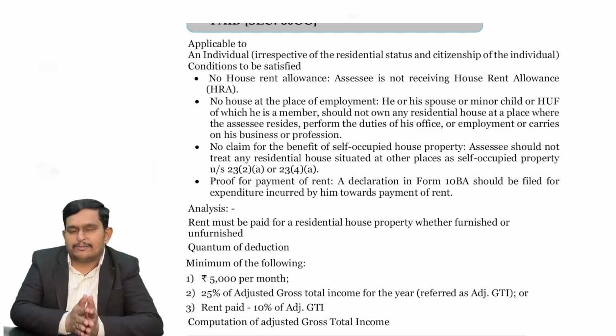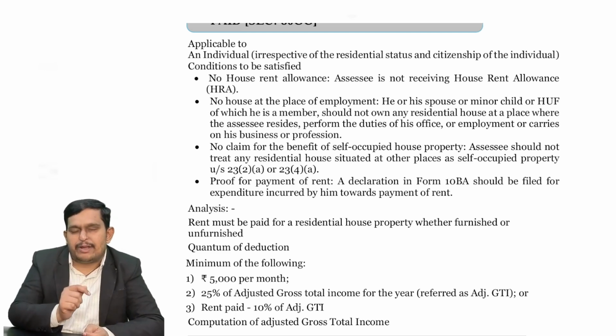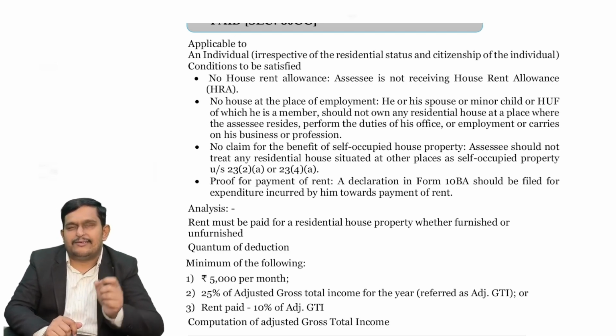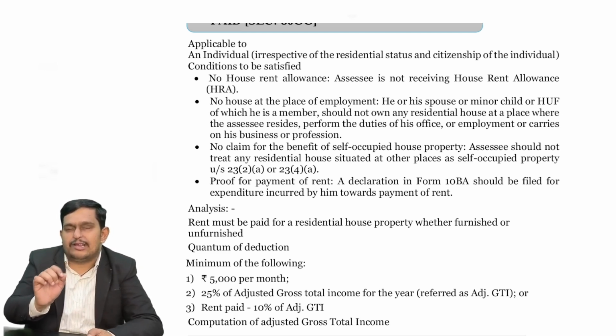Then the deduction is the least of the following three. Rent of 5,000 per month. Second one is 25% of adjusted gross total income. Third one is rent paid minus 10% of adjusted gross total income. Are you able to understand?